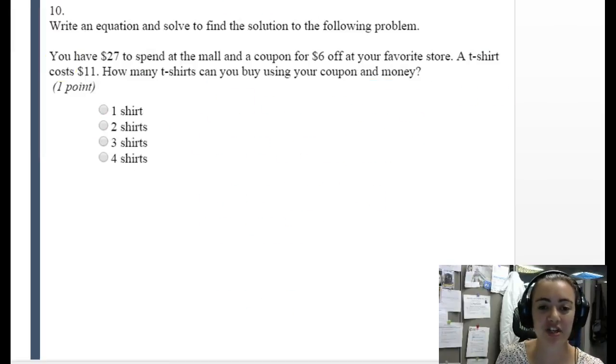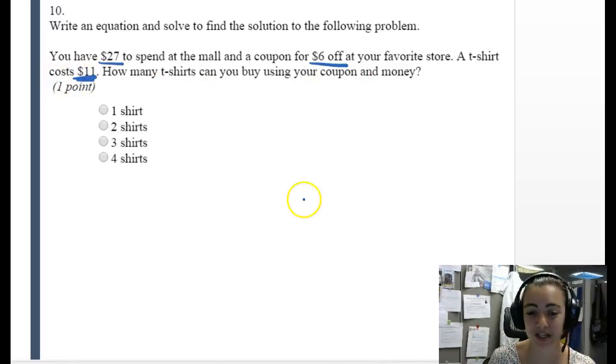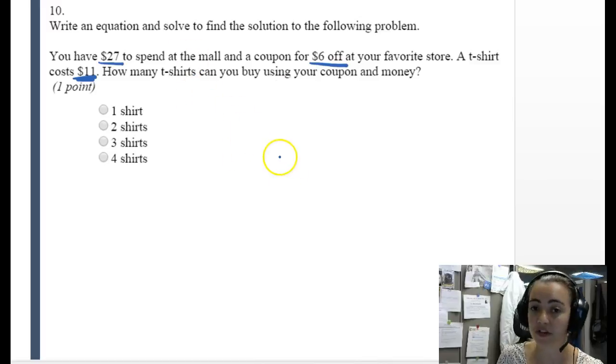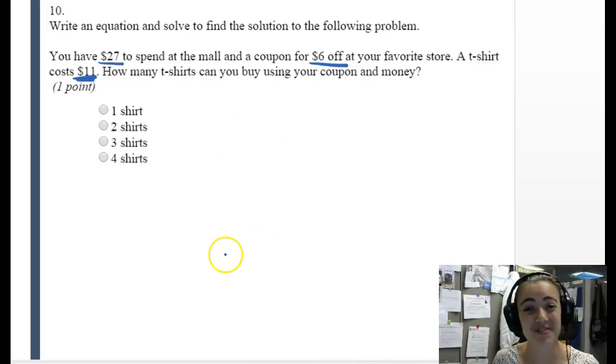The last question here says write an equation and solve to find the solution to the following problem. So you have $27 to spend at the mall and a coupon for $6 off at your favorite store. A t-shirt costs $11. How many t-shirts can you buy using your coupon and money? Now there's a couple different equations that you can write. I've seen students do it different ways.